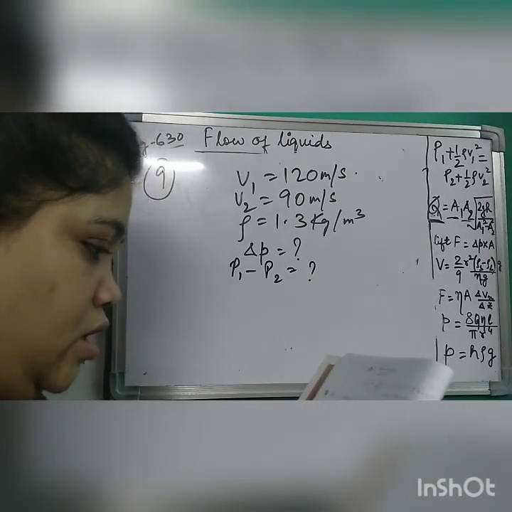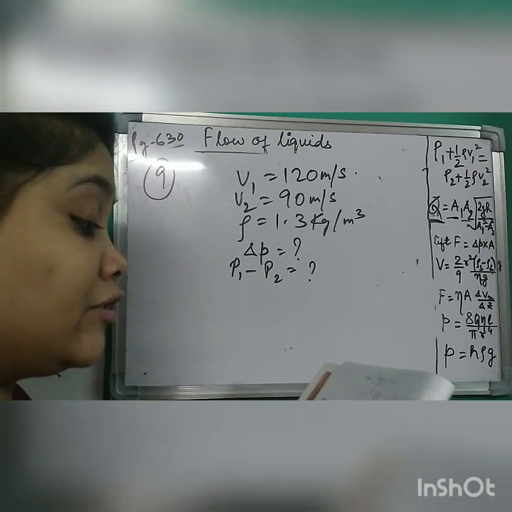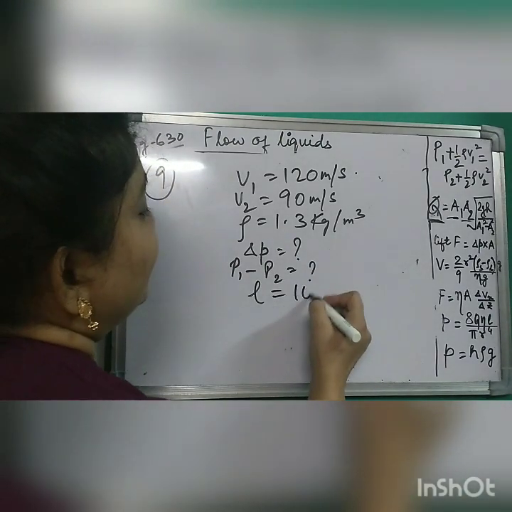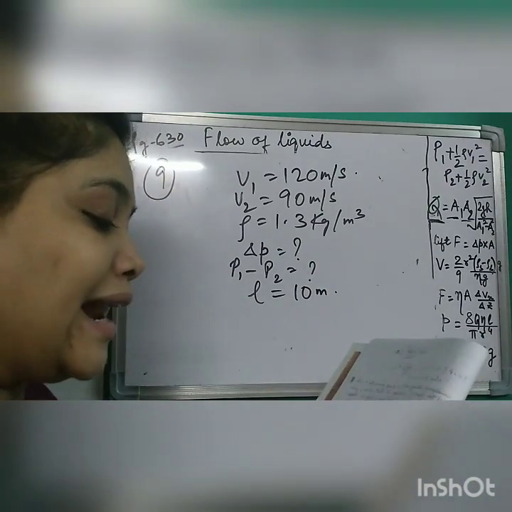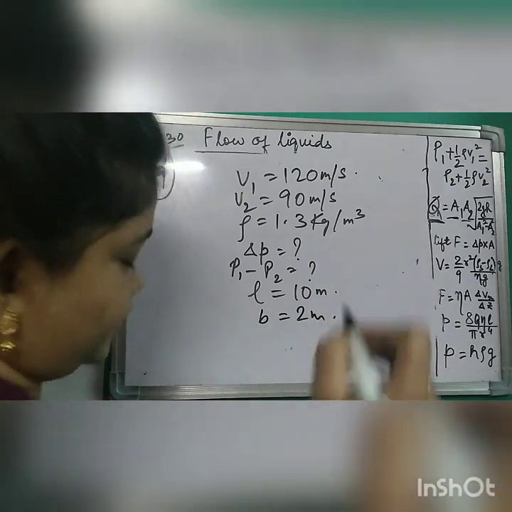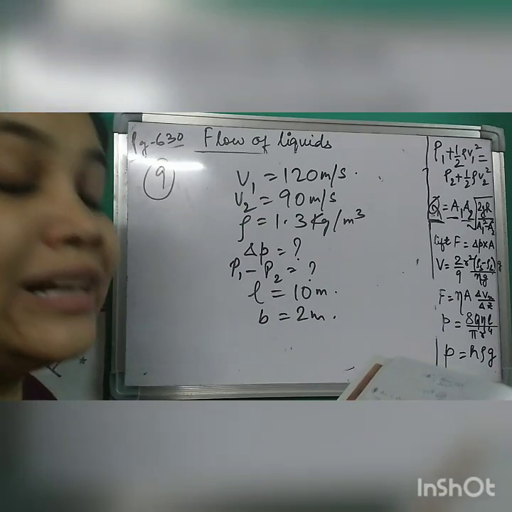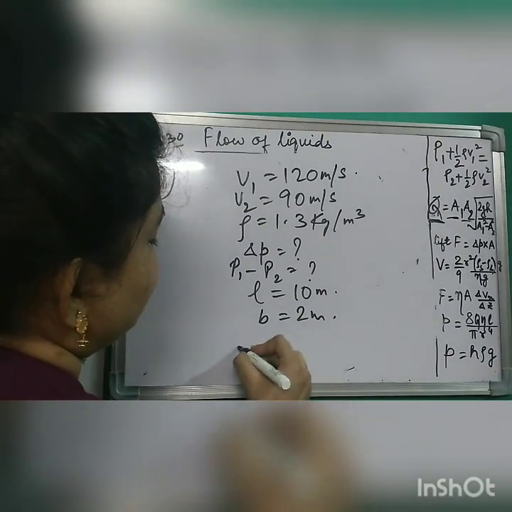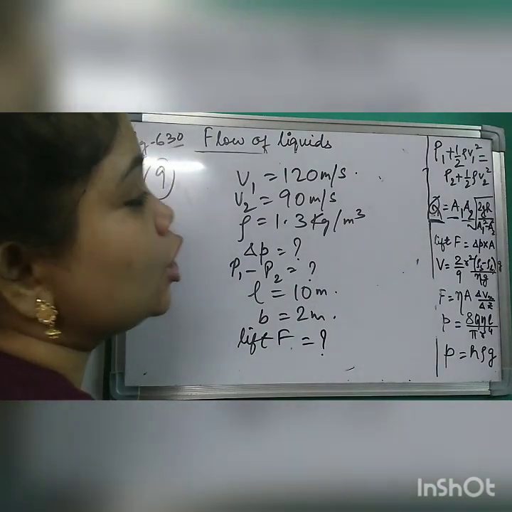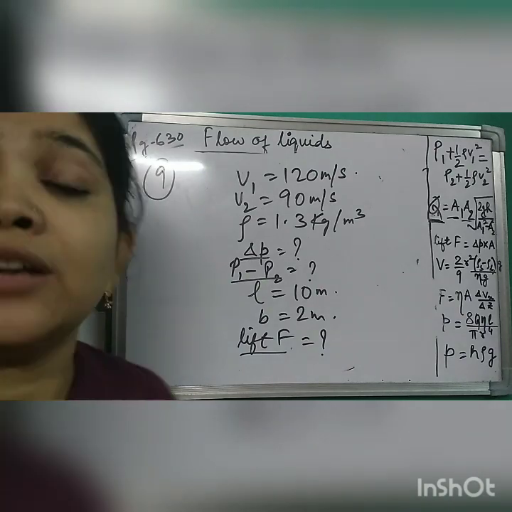Now there is also an addition to the sum. If the wing is 10 meter long, that means L is given as 10 meter, and has an average width of 2 meter, that means breadth is given as 2 meters, then calculate the gross lift on it. That means you have to find the lifting force over here. So there are two portions: one is you have to find out delta P, and you have to find out the lifting force.